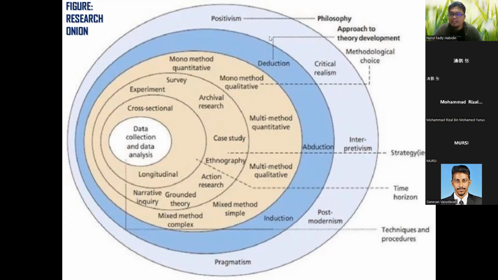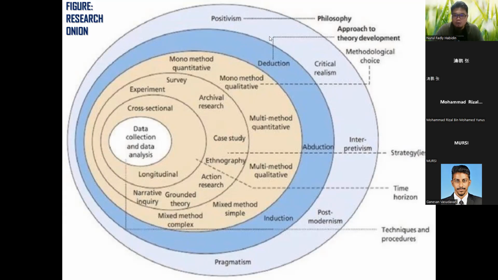You should know that you need to read about the research philosophy and research approach before you confirm your methodological choice. Okay. After you have done your methodological choice, the fourth layer. So for the fourth layer, we have the survey, experiment, archival research, case study, ethnography, action research, grounded theory, narrative inquiry. This part is really important.